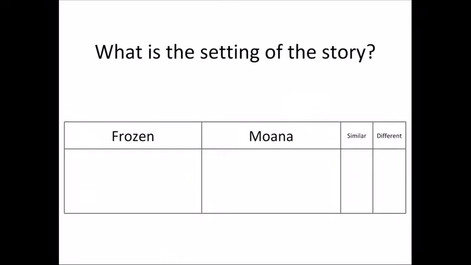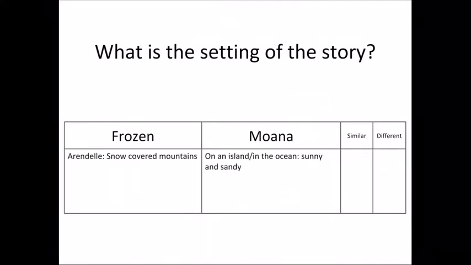All right, let me show you what I was thinking. I think that the setting of the story Frozen was Arendelle, which is snow-covered mountains. I believe that the setting of the story Moana was on an island or in the ocean, which is sunny and sandy. Let's think about this. Are these settings similar or different?